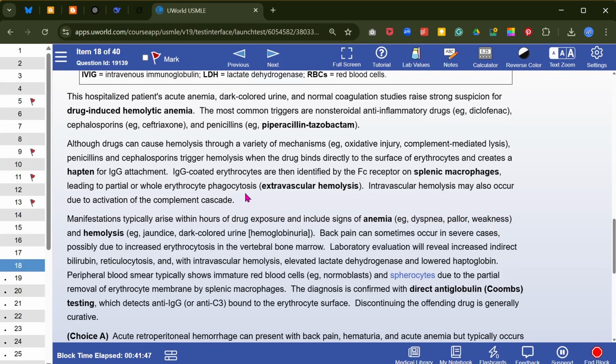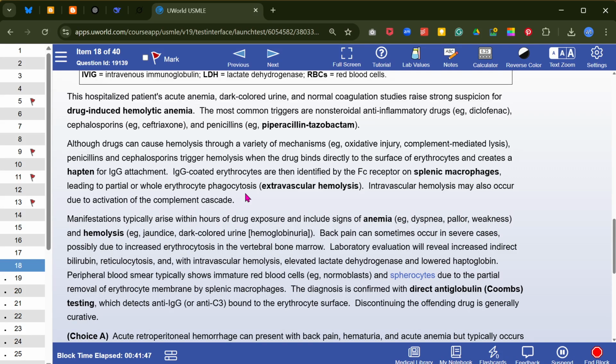Manifestations typically arise within hours of drug exposure and include signs of anemia, dyspnea, pallor, weakness, hemolysis, jaundice, and dark colored urine, hemoglobinuria. Back pain can sometimes occur in severe cases, possibly due to increased erythropoiesis in the vertebral bone marrow. Lab evaluation will reveal increased indirect bilirubin, reticulocytosis, and with intravascular hemolysis, elevated LDH and lowered haptoglobin.